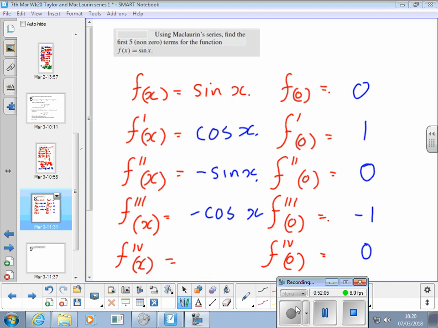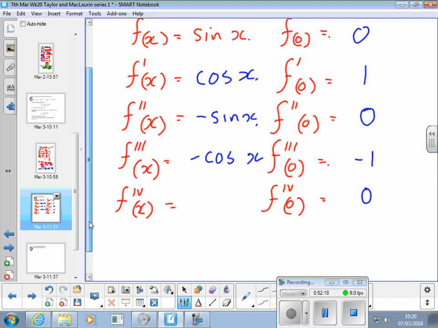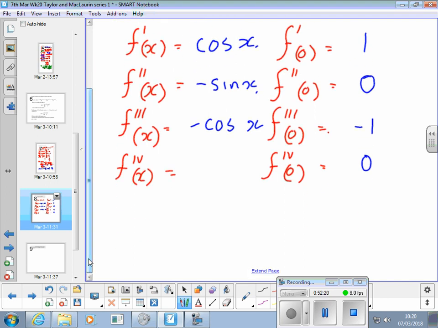Alright, so the pattern starts with 0, then goes none, 1, none, minus 1, none, 1.